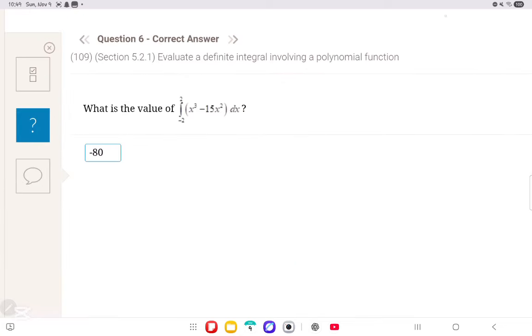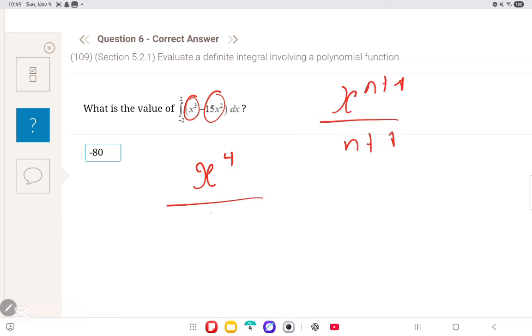They want us to integrate this. You integrate this alone and this alone. This would be x to the power of 4 over 4, because n plus 1 over n plus 1, minus 15x to the power of 3 over 3. So 15 over 3 is 5. So minus 5x to the power of 3.